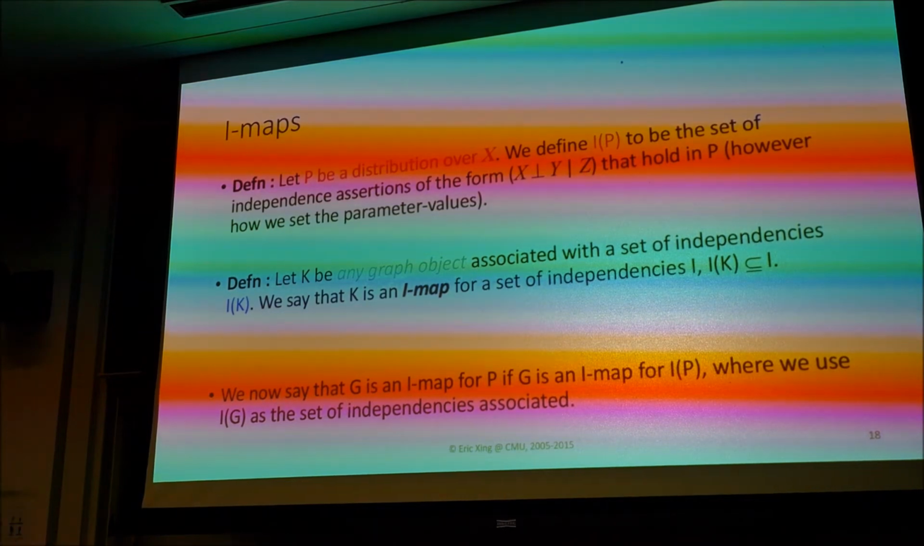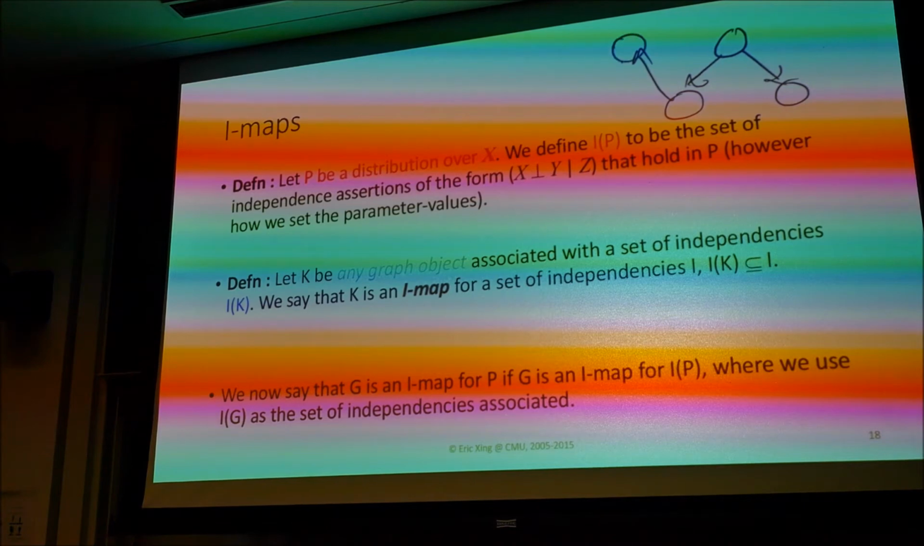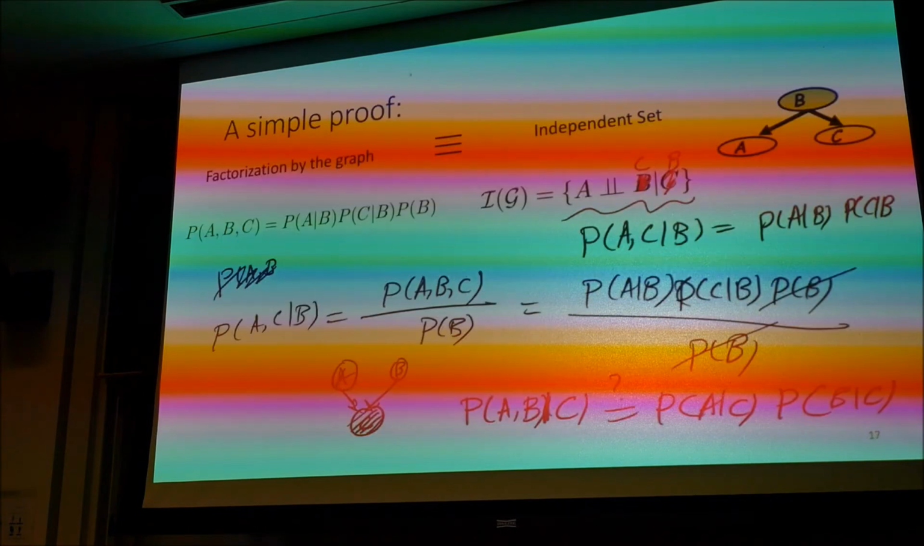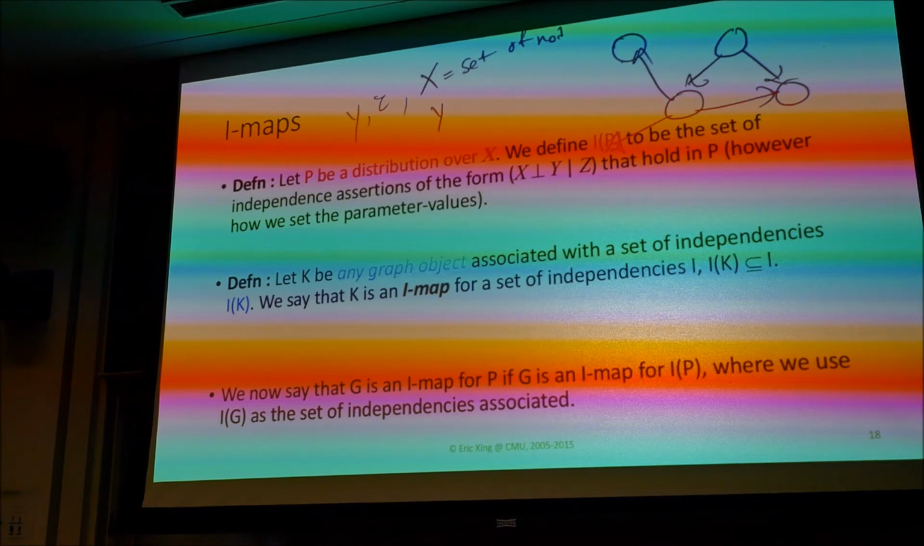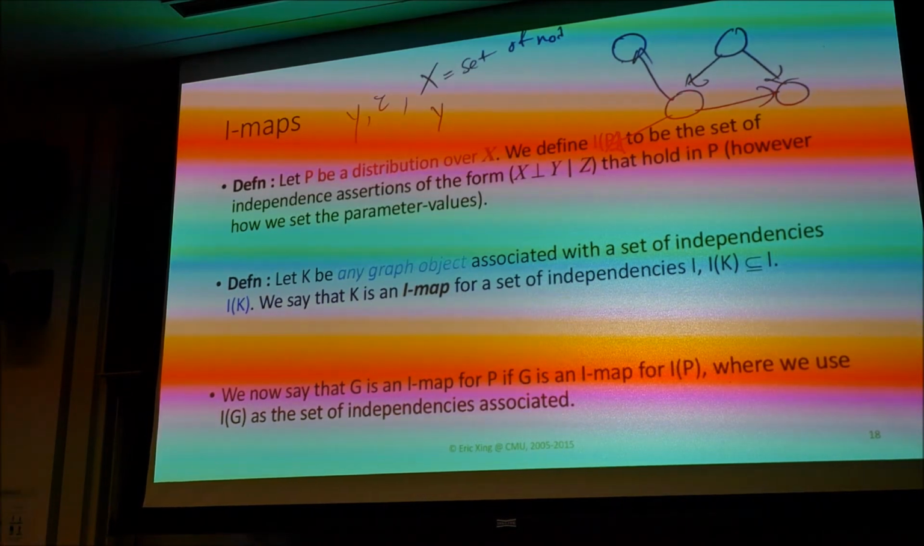So let's say I have a very complicated Bayesian network that goes to here, goes to here, and so on. X is a set of nodes, so is Y, and so is Z. These are sets of nodes. So you can pick out sets of nodes at random and say that conditioned on Z, X and Y are independent. Right? Okay.